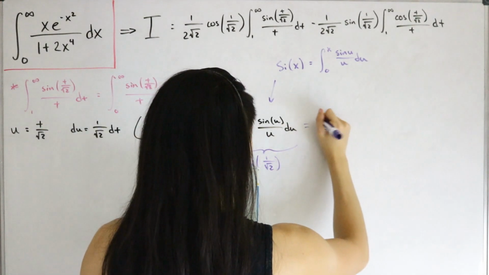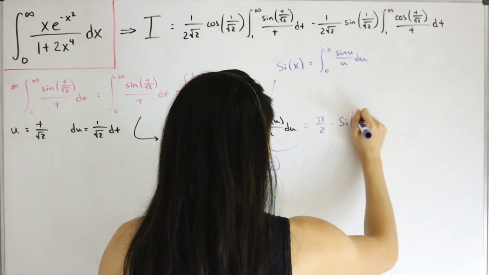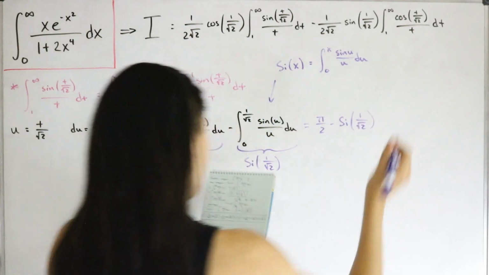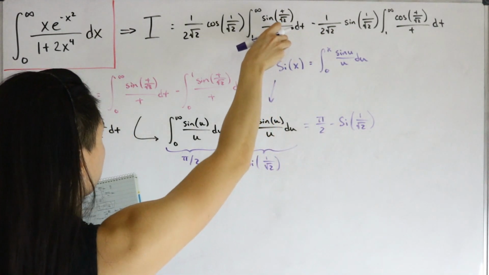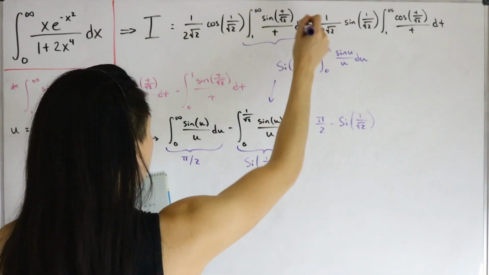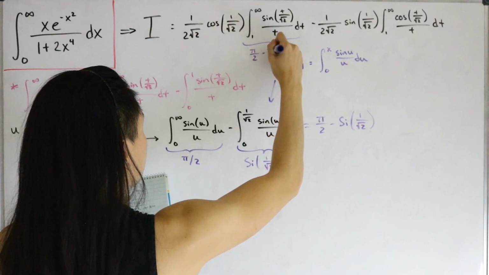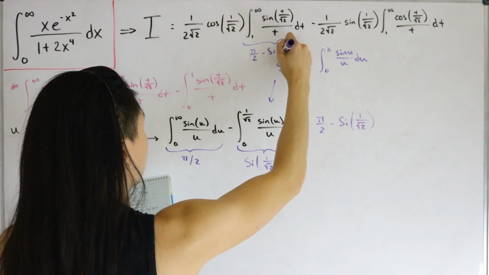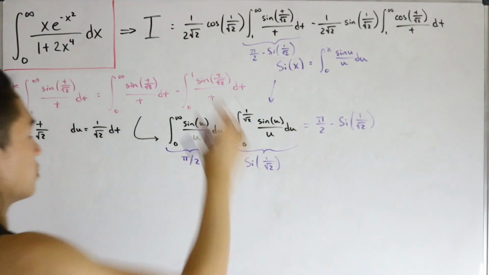So therefore, this is going to equal pi divided by 2 minus the sine integral evaluated at 1 divided by the square root of 2. Okay, and with that in mind, that's our new substitution that we're going to plug in over here. So let me denote this: pi divided by 2, then minus Si evaluated at 1 divided by the square root of 2. Okay, so that integral's done.